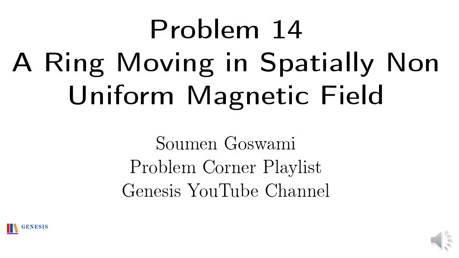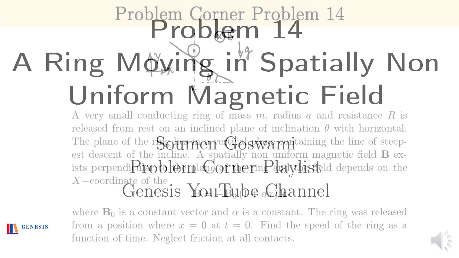Today's problem involves a ring moving through a spatially non-uniform magnetic field. The problem goes like this.